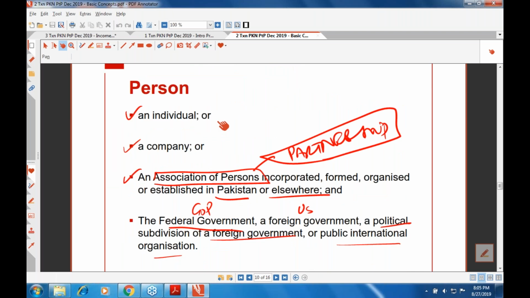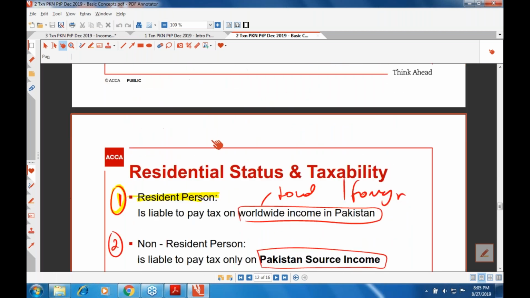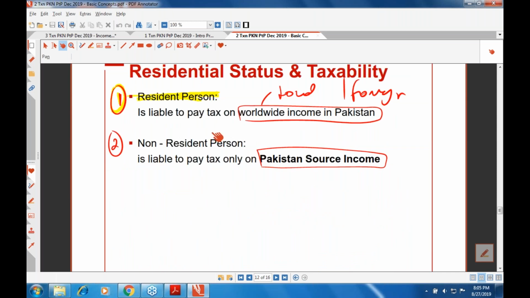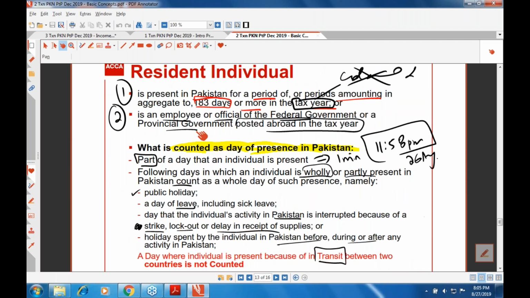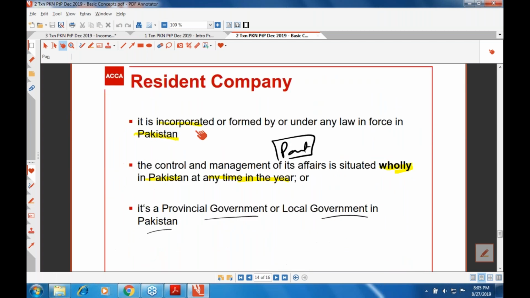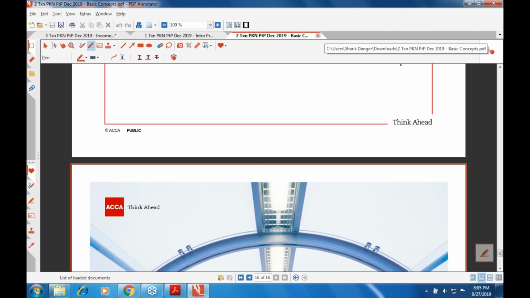And later on, we moved on and started discussing the concept of taxpayer, the residential status, and the taxability. Then we moved on to the resident individual and non-resident individual, resident company, resident AOP. These were the basic concepts that we talked about.